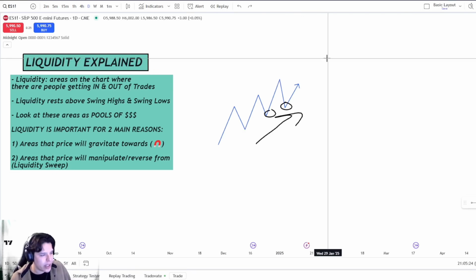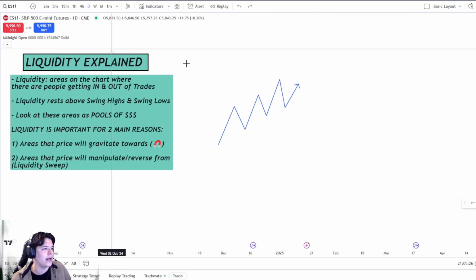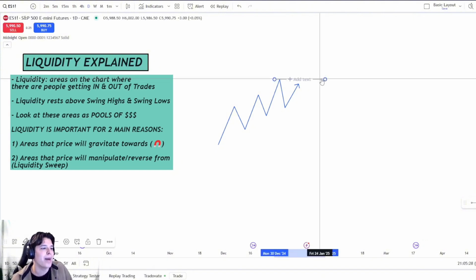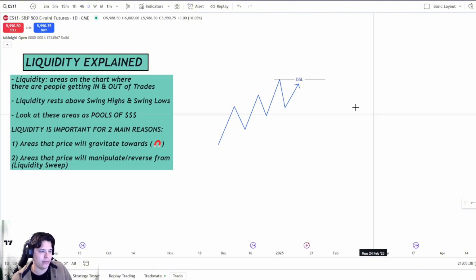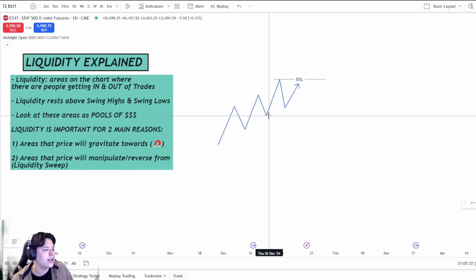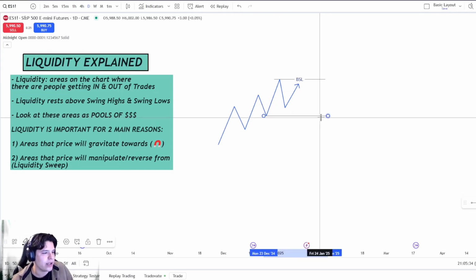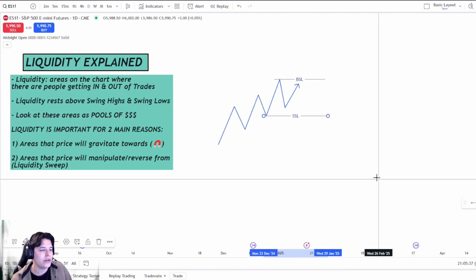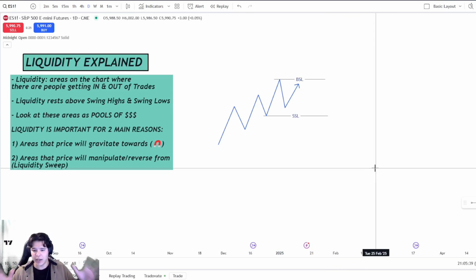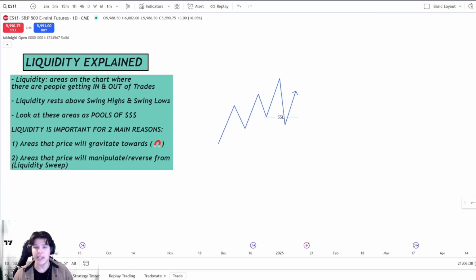And the liquidity sitting above highs, we are going to call buy side liquidity, okay? And the liquidity below significant swing lows is going to be called sell side liquidity, abbreviated SSL, and for buy side, BSL. Okay.